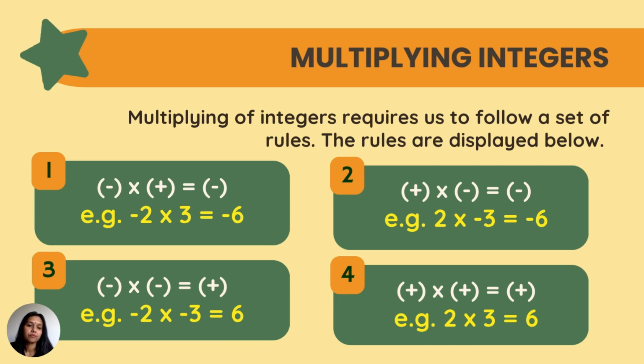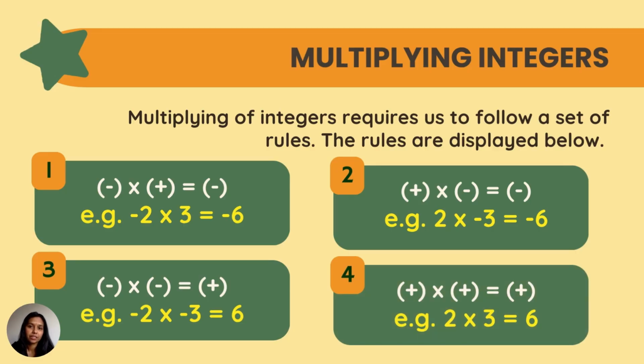Let's look at number 3. So we have a negative value multiplied by another negative value would then give you a positive answer. So let's look at the example. A negative 2 times a negative 3 would equal to a positive 6. Let's look at number 4. A positive number times another positive number will equal to a positive number. So that's what we currently work with now. If you look at the example, 2 times 3 is equal to 6. So just keep these rules in mind when you're working with multiplying.